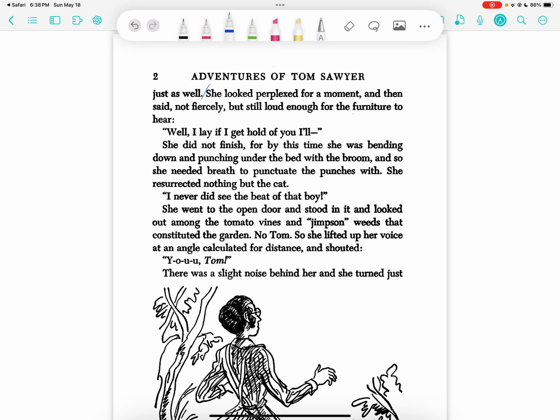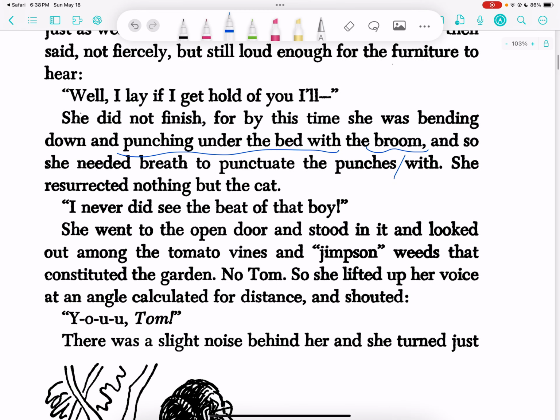So she was using the broom to look under the bed, and we can tell that this boy is probably really mischievous.